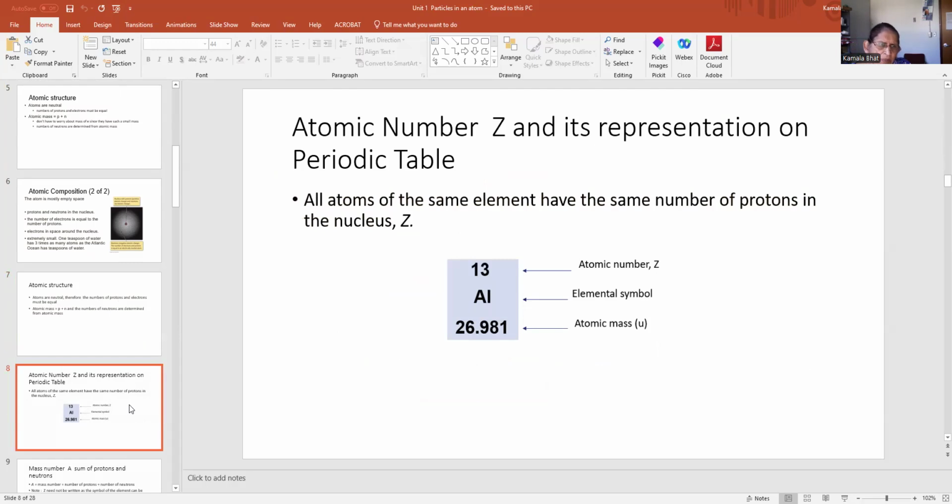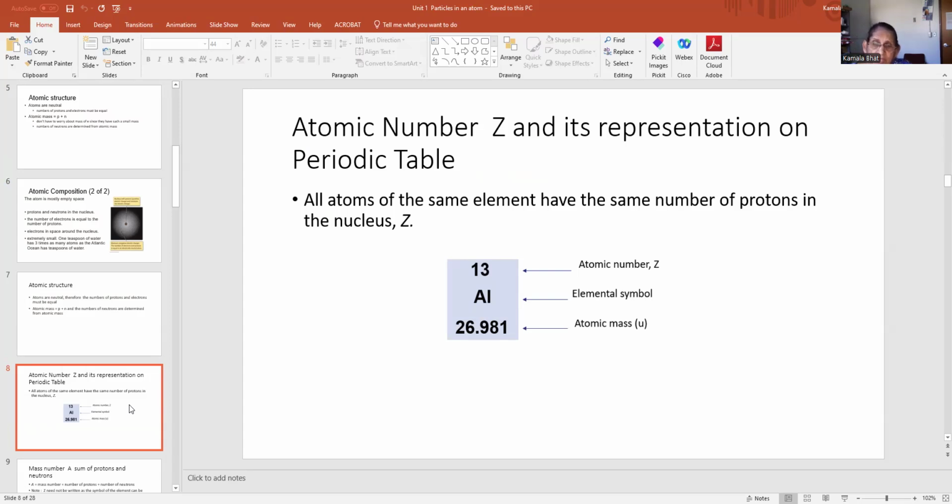Now, how do we represent an atom? If you look at the periodic table, all atoms of the same element have the same number of protons in the nucleus. This is to be read very carefully because it says all atoms of the same element. So different elements have different numbers of protons in the nucleus. And the Z is called the atomic number, and it represents the position of the atom on the periodic table.